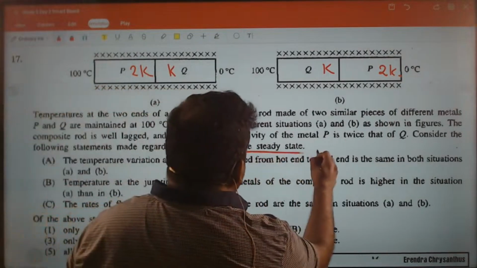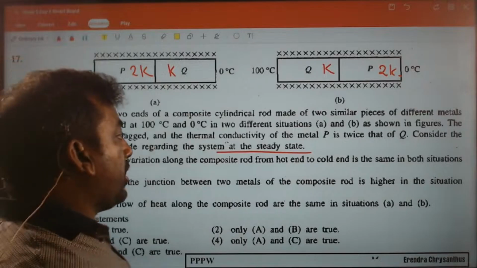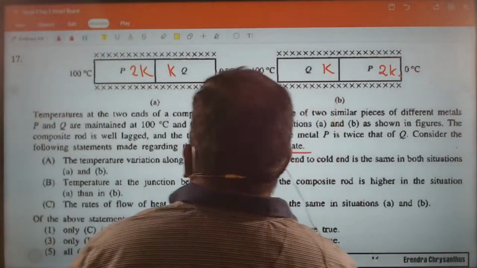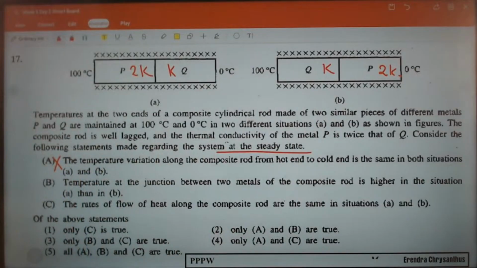Statement regarding steady state: the temperature variation along the composite rod from hot end to cold end is the same in both situations. I am afraid that is wrong. Temperature variations are not the same. I am drawing to show you. The temperature at the junction between the two metals is higher in situation A than in situation B.